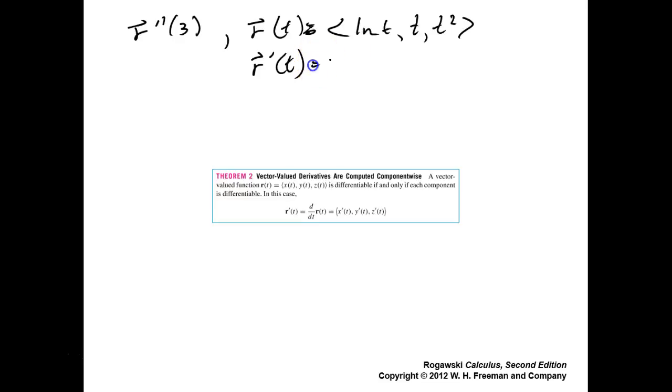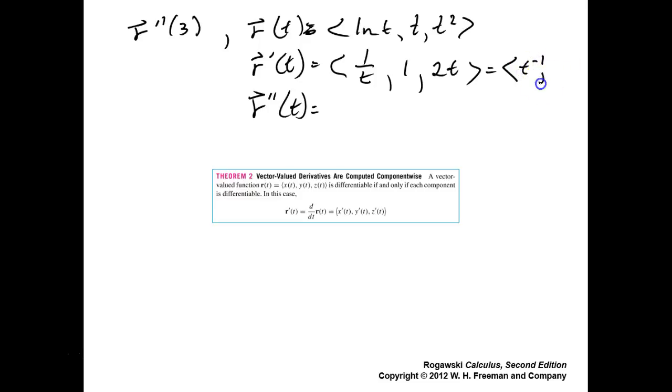So this would be what? R prime would be 1 over t, 1, 2t. How about r double prime of t? I would rewrite that first one. Write it as what? That first component. It would be negative 1 over t squared. Yeah, t to the minus 1, 2t. Especially if you're taking the derivative, I definitely get it in exponential form rather than quotient form.